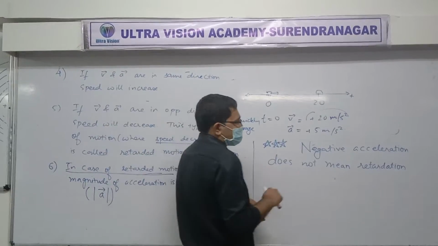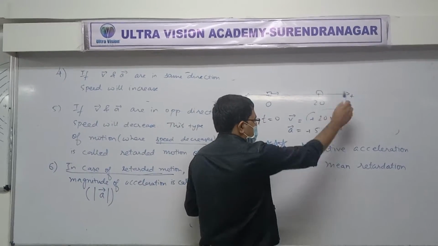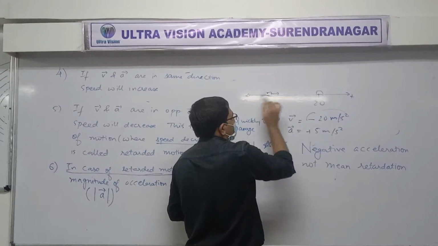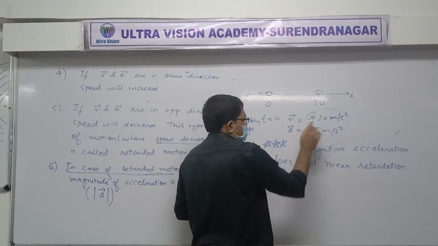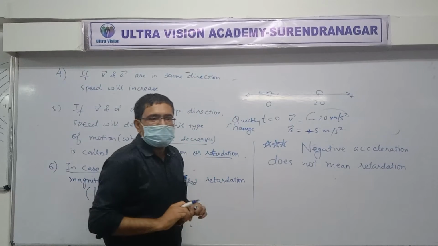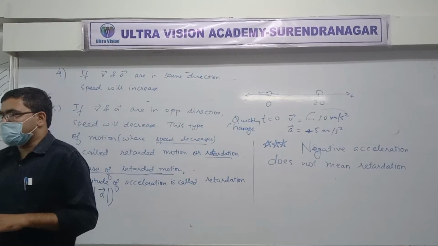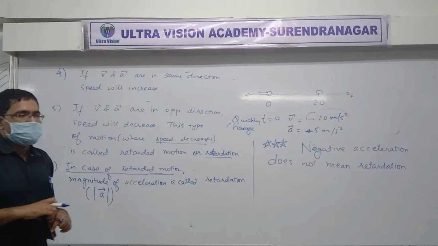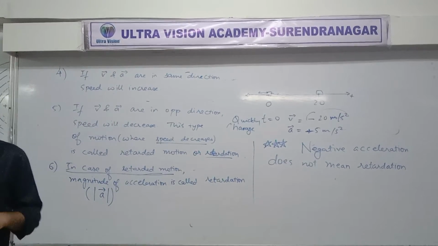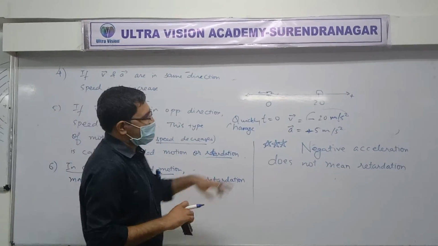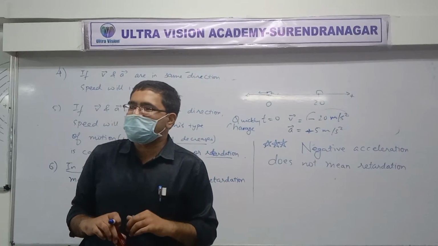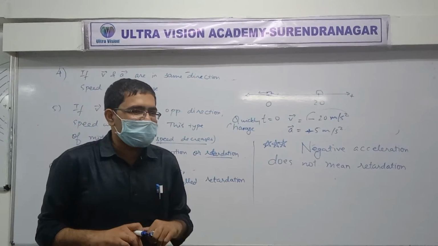Let's see a very simple example. Suppose some object is moving in the negative direction. Its velocity is -1, but acceleration is +5 meters per second squared. Is this retardation or not retardation? How do you decide? Look at direction. What's the direction of velocity? Negative. What's the direction of acceleration? Positive. So are they opposite? Yes. So is this retarded motion? Yes.